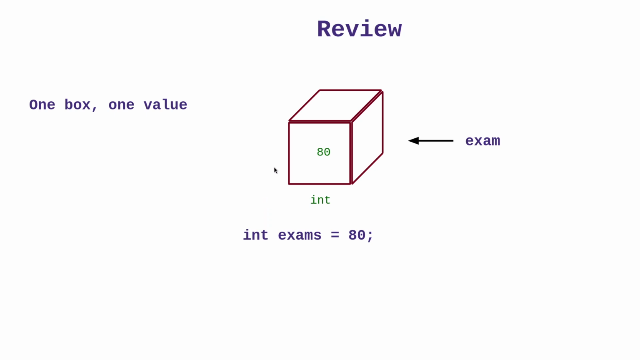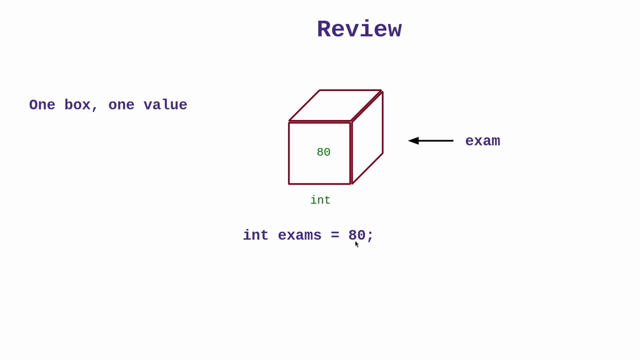Whenever, in the past, we've created variables, aka boxes, we always had this rule of one box, one value. We create a variable, we place one value into it. And so if you recall, a variable has a type, a name, and an optional value.